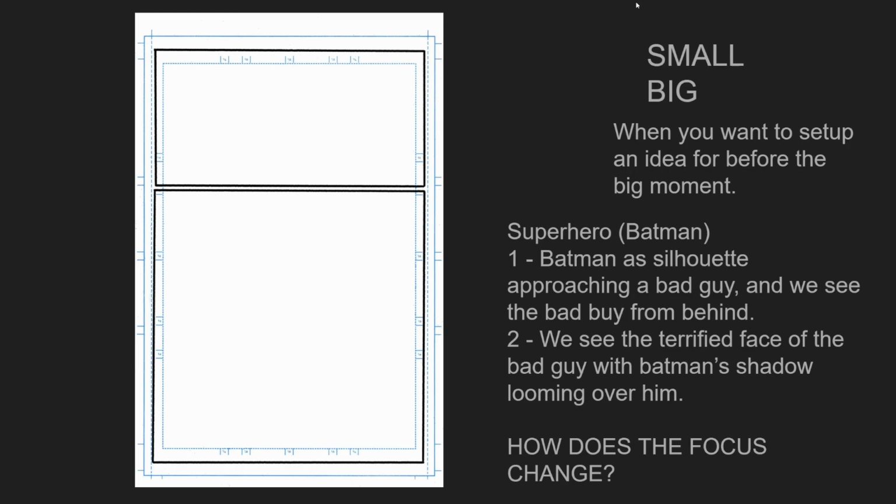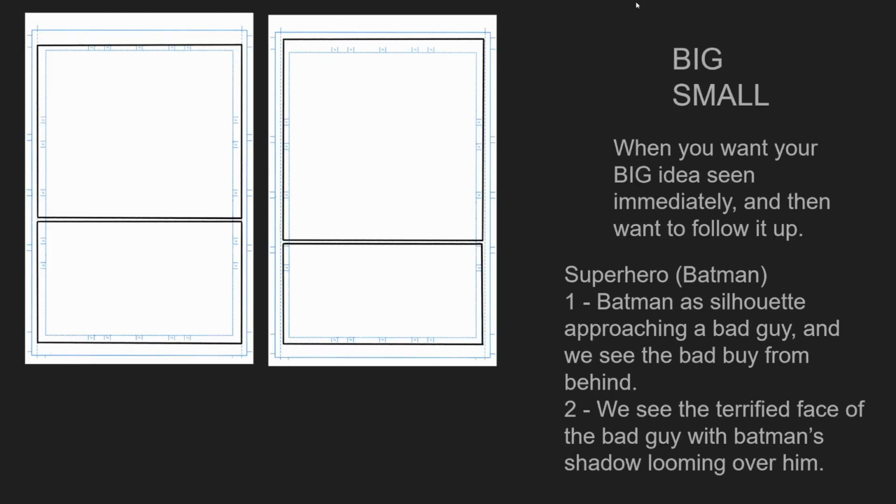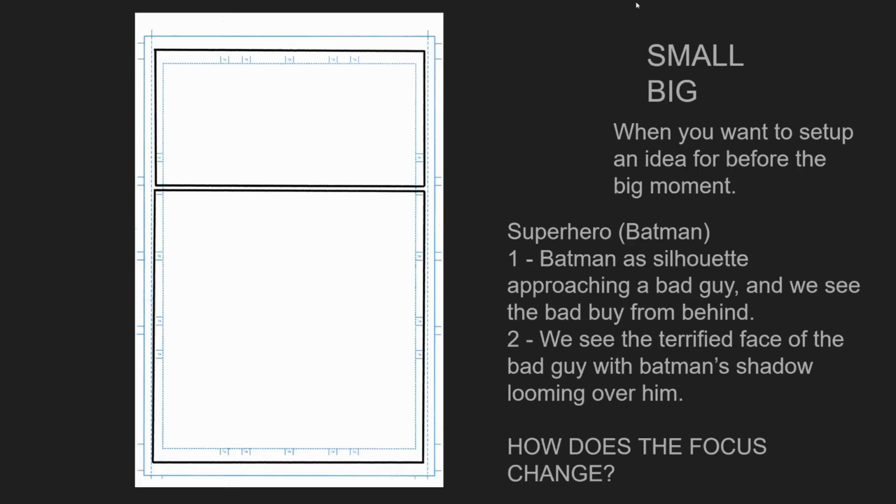Now we've got the small panel on top to show Batman as a silhouette approaching a bad guy, and we see the bad guy from behind. We've gone from having a ton of space to work with to just a little bit of space. How would you draw that? How would you convey that idea? And then now we've got the big space for showing the terrified face of the bad guy with Batman's shadow looming over him. Ideas change as you go from panel to panel, but when you keep simple panel design, it makes it easy to follow.